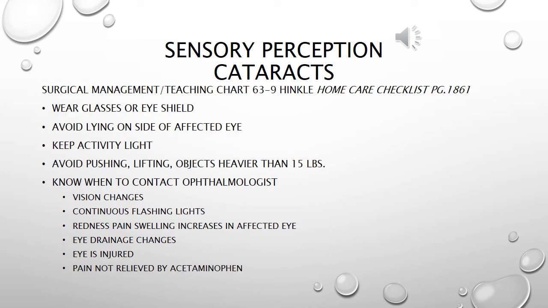With the exemplar of cataracts, there is surgical management, and there's a teaching chart, 63.9, in your Hinkle ebook under Home Care Checklist, page 1861. It suggests for the patient to wear glasses or eye shields after surgery, avoid lying on the side of the affected eye, keeping activity light, avoiding pushing, lifting objects heavier than 15 pounds, and definitely knowing when to contact the ophthalmologist. They need to contact the ophthalmologist if they have any vision changes, continuous flashing lights, redness, pain, or swelling that increases in the affected eye, drainage changes, eye that gets injured, and pain not relieved by acetaminophen.